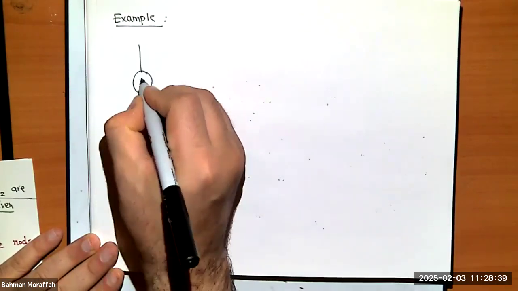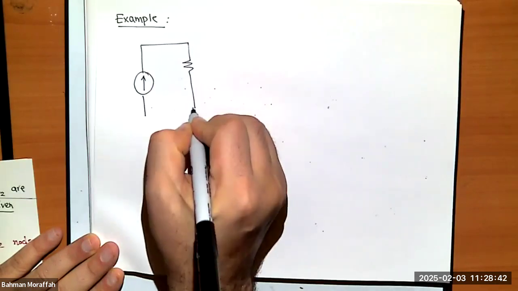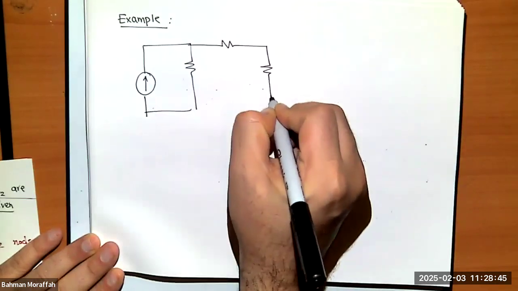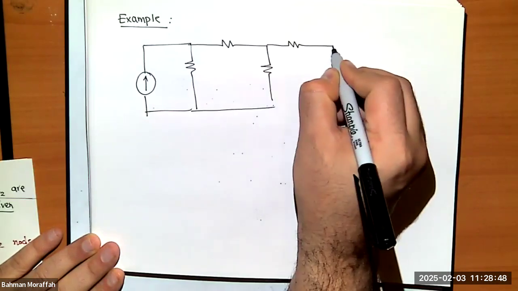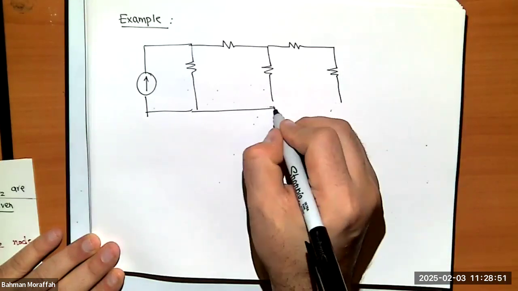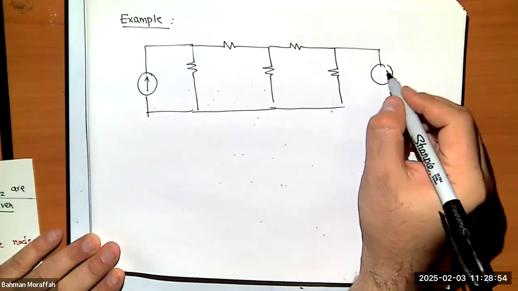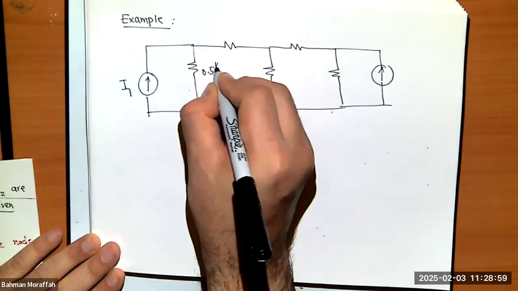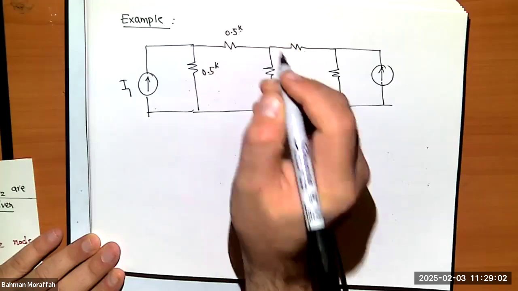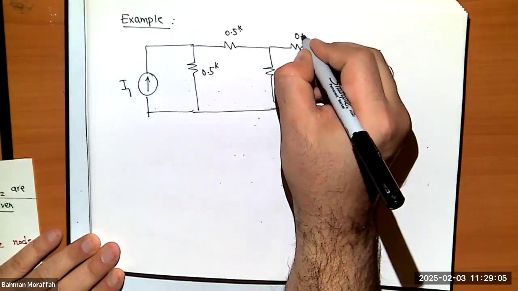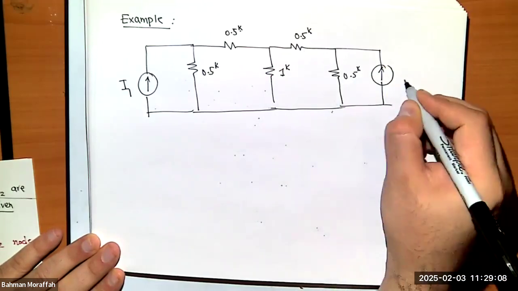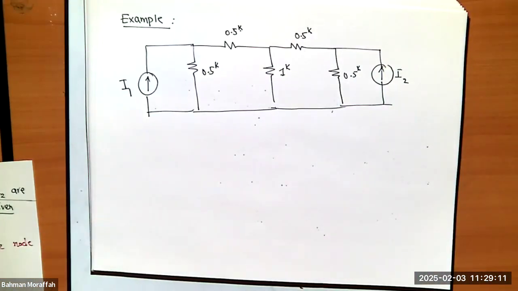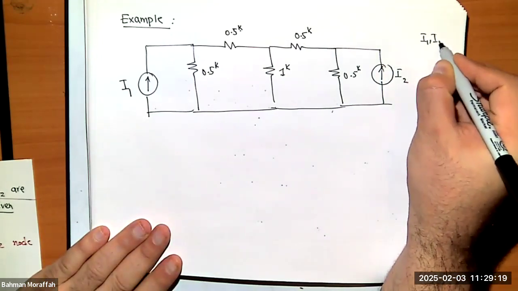Let's just say I'm given this circuit. It's a bunch of resistors and a current source. Let's just call this I1. This is 0.5K. This is 0.5K. This is 1K. This is 0.5K. This is 0.5K. And this is I2. Now let's just say we know I1 and I2. Let's just say they're given to us. They're numbers, like 5 and 6. So I1 and I2 are given.